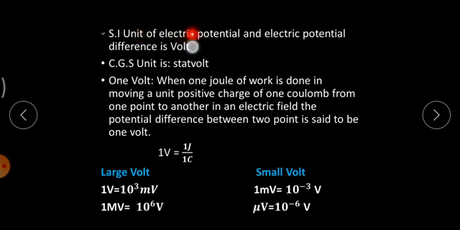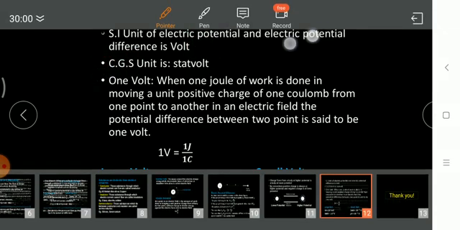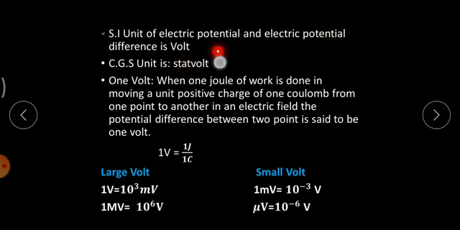Now, the SI unit of electric potential and electric potential difference is one and the same, that is volt. Whereas the CGS unit of both electric potential and electric potential difference is statvolt.